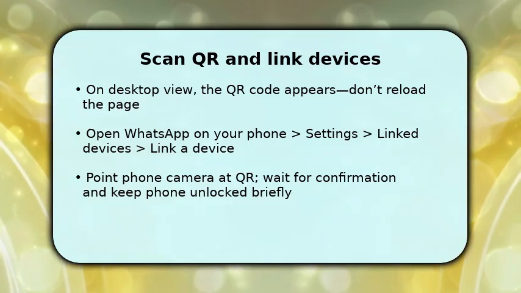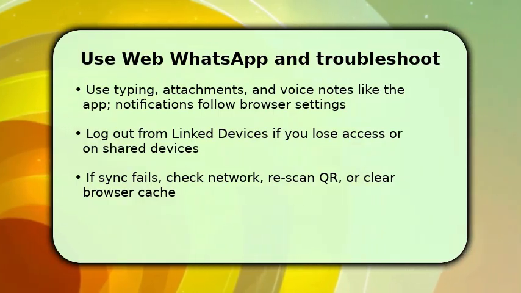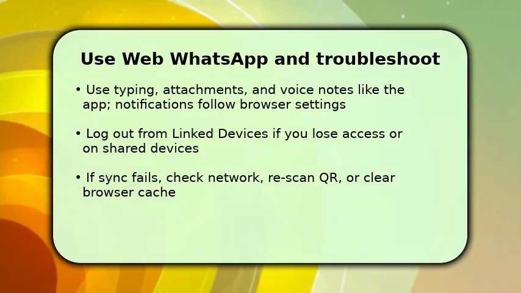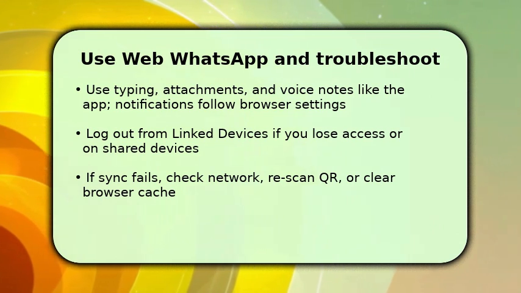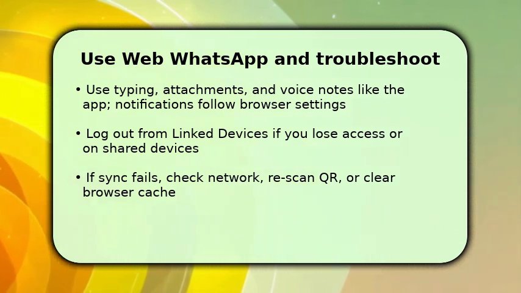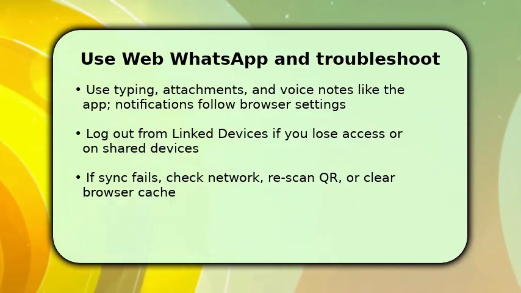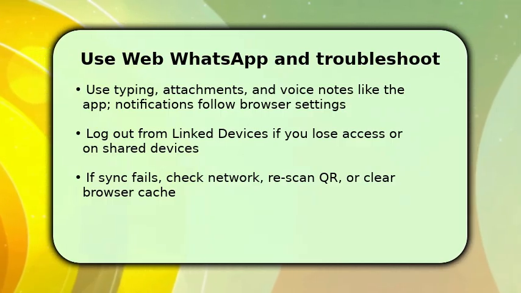Finally, use the interface. Type, send attachments, and record voice notes as you would in the app. Make sure browser notifications are enabled if you want alerts. When finished on a public device, go to Linked Devices on your phone and log out of that session for security. If something goes wrong, no messages or media, first check both networks, then rescan the QR.